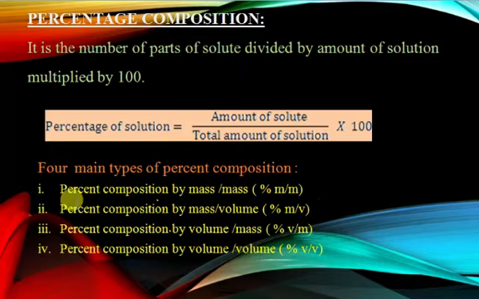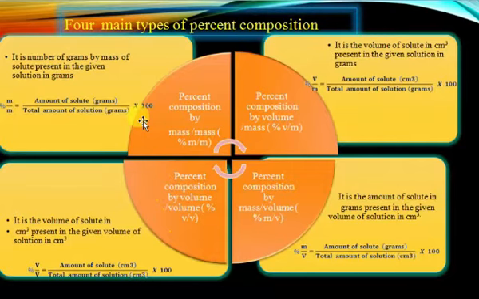So going in detail for the types of percentage composition, how will you calculate or determine the percentage of composition? The first one is percentage composition by mass. Here we can define it as the number of grams by mass of a solute present in the given solution in grams. Here we have a formula by which you can determine the percentage of the given solution.